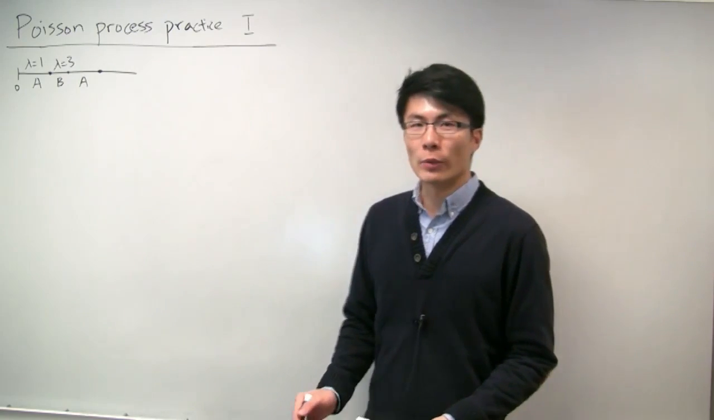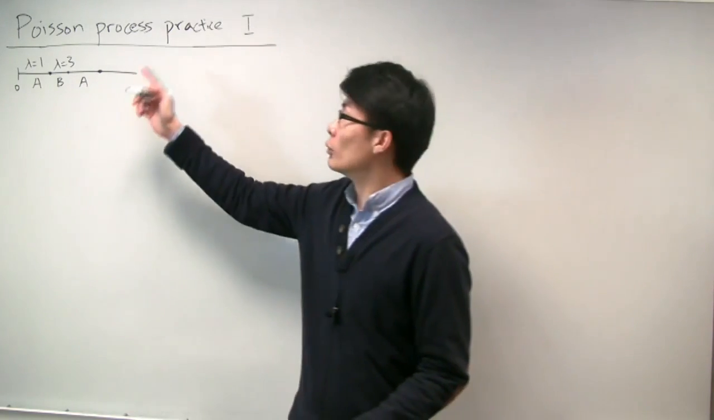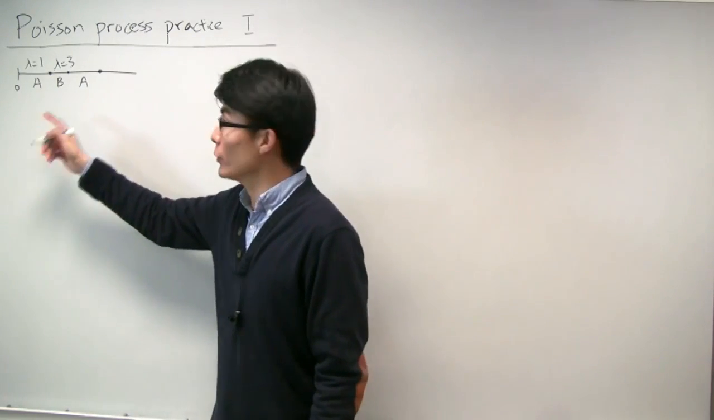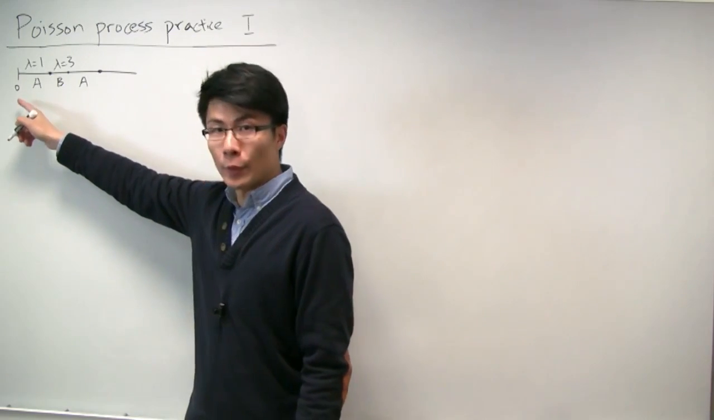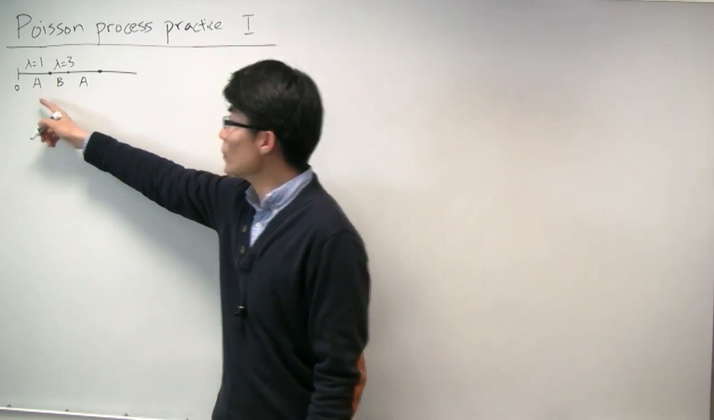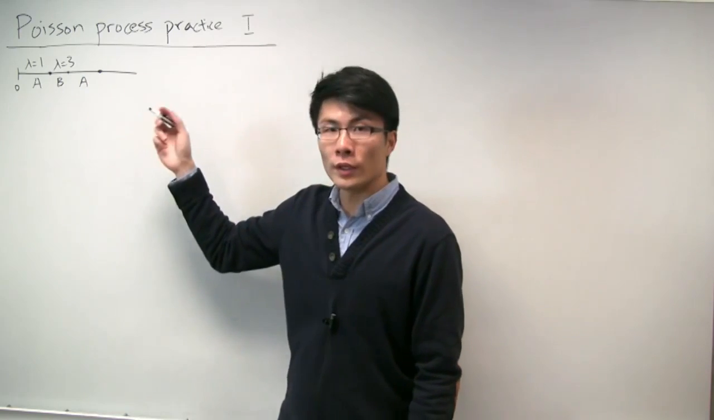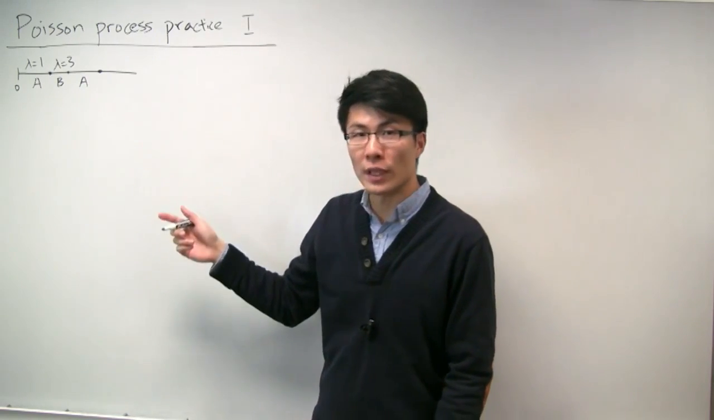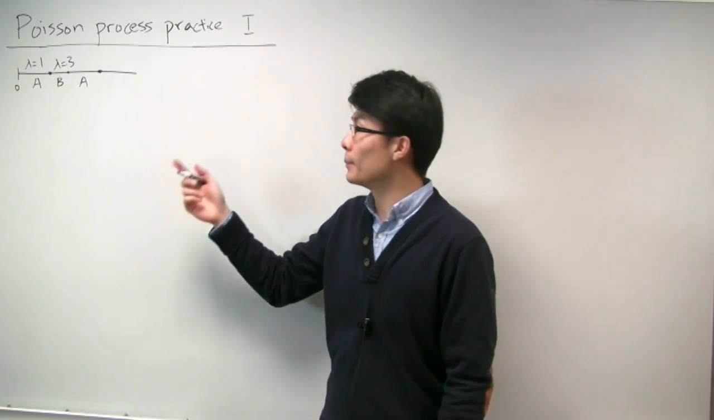Hi, in this problem, we're going to practice working with Poisson processes. We have a sequence of light bulbs that we're going to start using at time equals 0. We use them one after another, and as soon as one light bulb dies out, we immediately replace it with another one. We have two types of light bulbs to choose from, type A bulbs and type B bulbs.